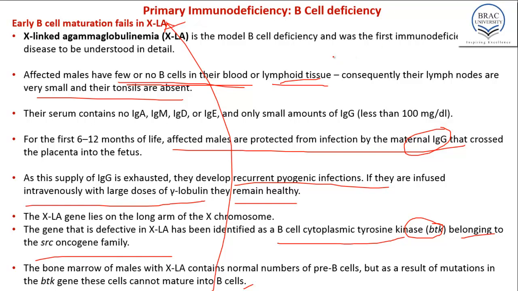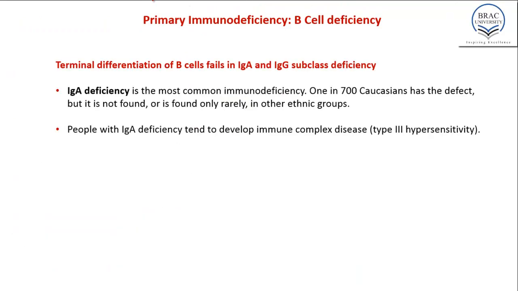In this disease, a mutation in the long arm of the X chromosome, identified as BTK, B cell cytoplasmic tyrosine kinase, can lead to abnormal or mutated B cells, and these mutated B cells cannot develop or mature. That's why the body faces a dramatic deficiency in B cells, and these deficiencies in B cells ultimately lead to XLA. So primary deficiencies of B cells can also lead to deficiencies in immunoglobulin A and immunoglobulin G.